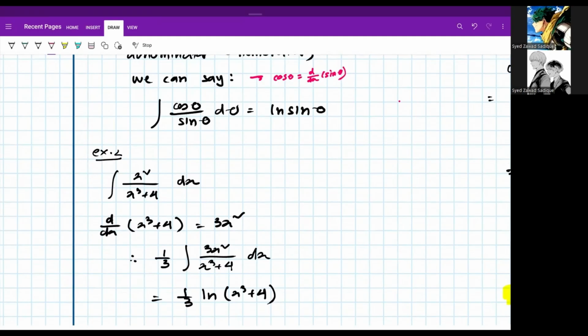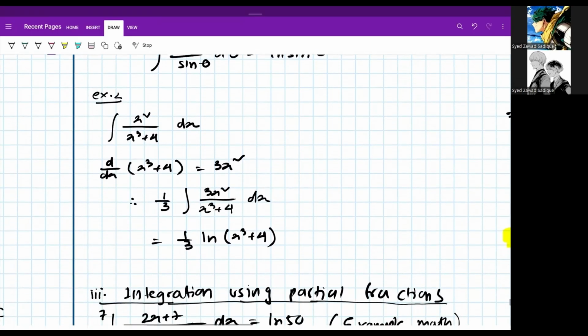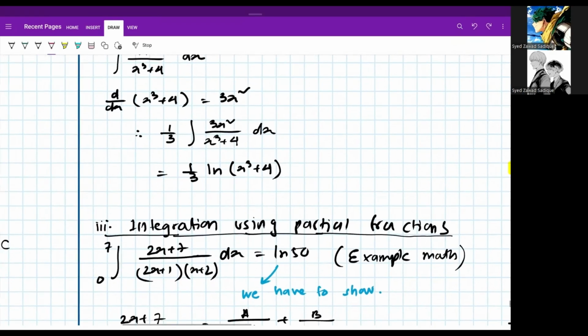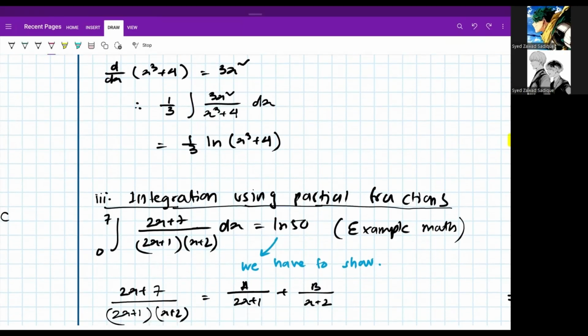Example 2. Integration of x squared by x cubed plus 4 dx. So d by dx of x cubed plus 4 is 3x squared. Now we have to make the numerator 3x squared. So if we multiply a 3 at the top, we have to make sure that we also divide by 3, using 1 by 3. Hence, this becomes 1 by 3 ln(x cubed plus 4).